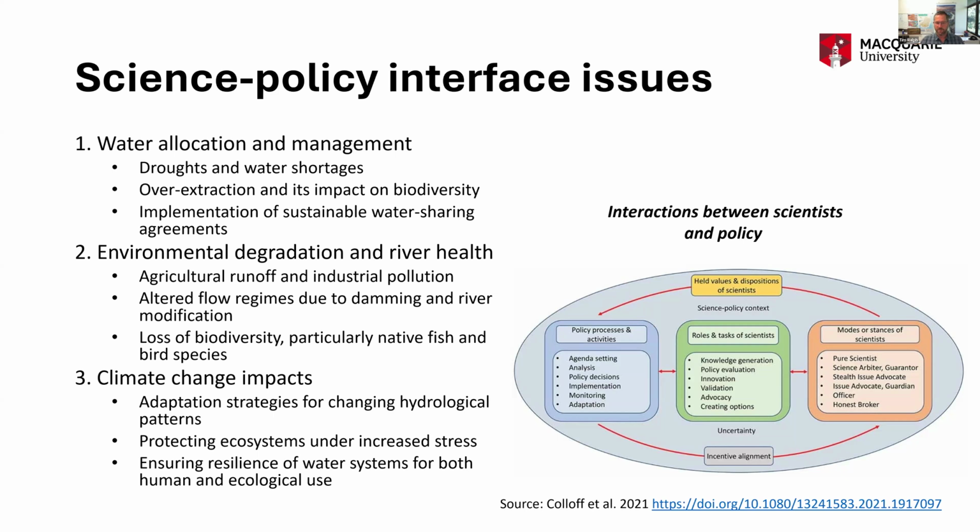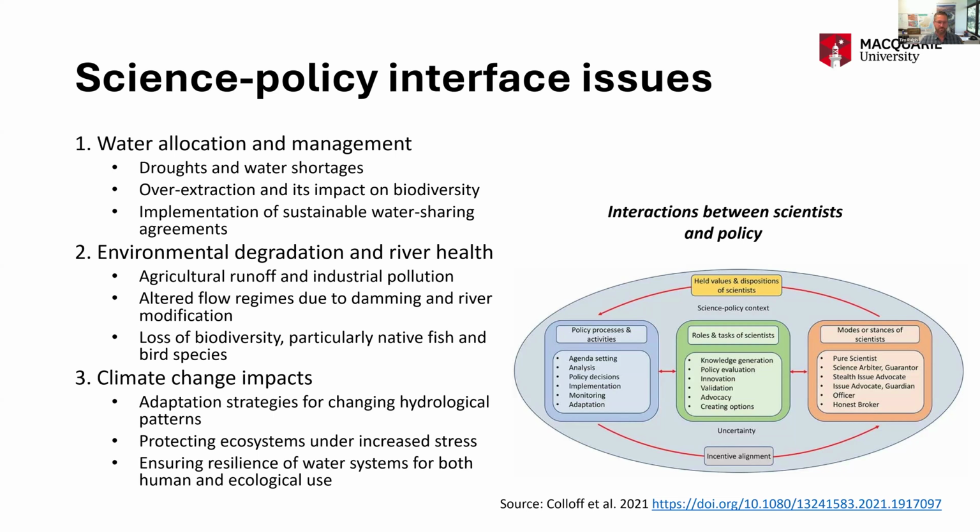The second major issue sitting at the science policy interface here in Australia is environmental degradation and river health. We're talking about agricultural runoff and industrial pollution, altered flow regimes in rivers due to damming and other forms of modification, and loss of biodiversity, particularly things like native fish and bird species.